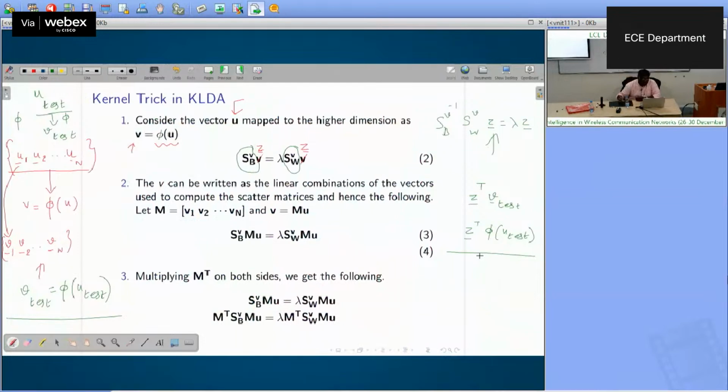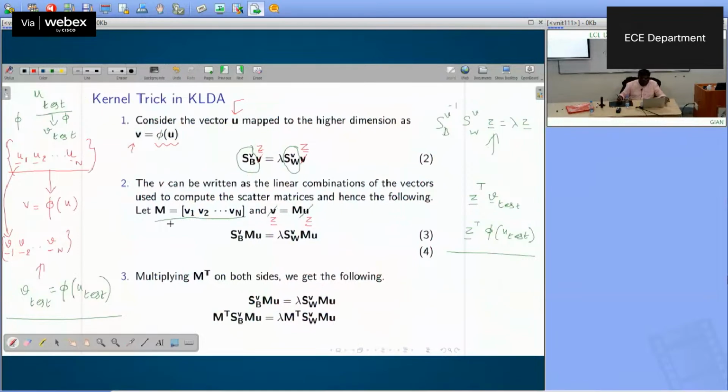Now this is the key point here, right? This eigenvector Z is computed using the between class scatter matrix and the within class scatter matrix, which are computed using the vectors in the higher dimensional space. Got it? That eigenvector can be represented in the column space of the vectors used for constructing the between class scatter matrix and within class scatter matrix.